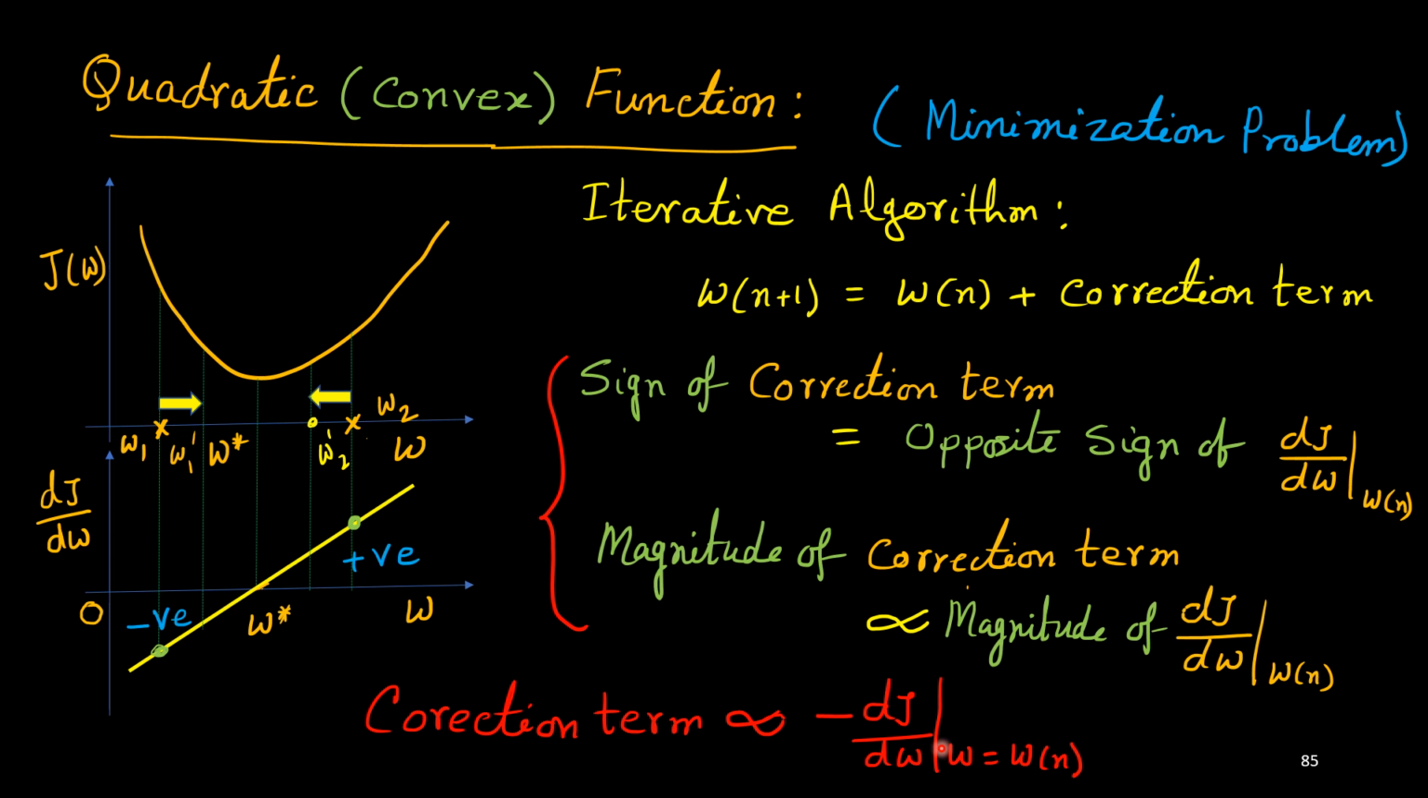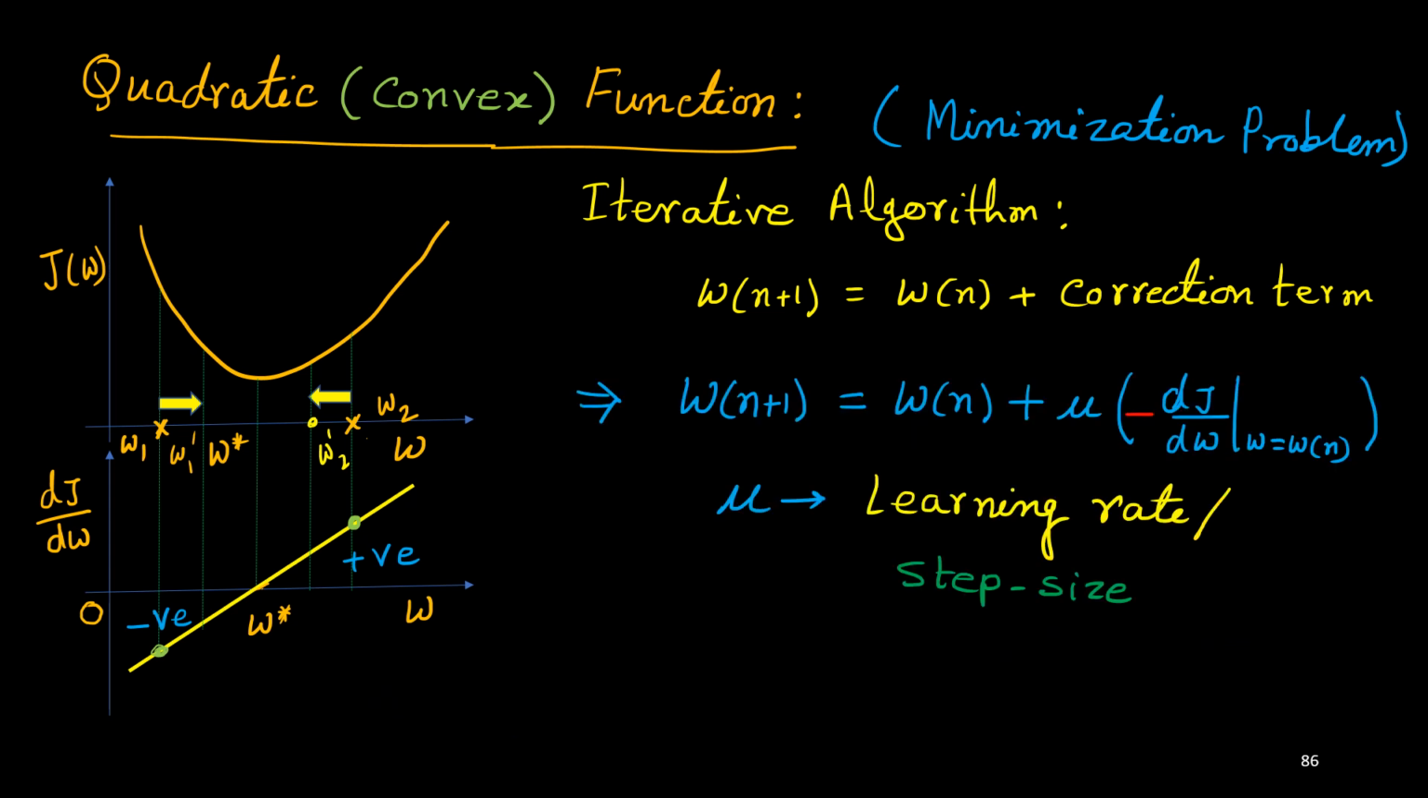So that is the basic concept of the gradient descent algorithm. The correction term should be made proportional to the negative of the slope at that moment. So this is the idea. In that case, we can introduce this correction term and write it as mu times this one.